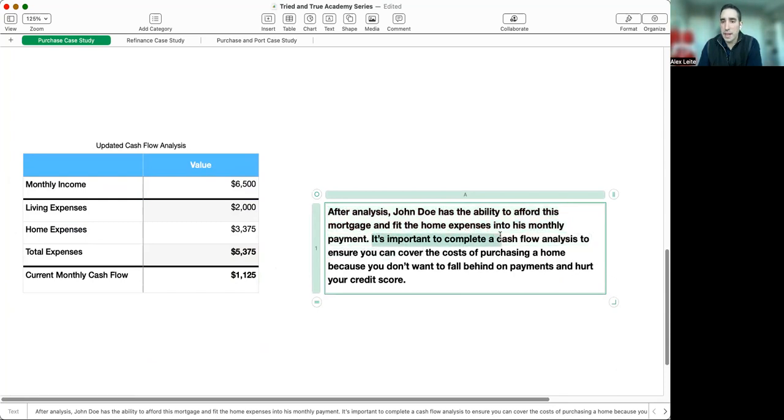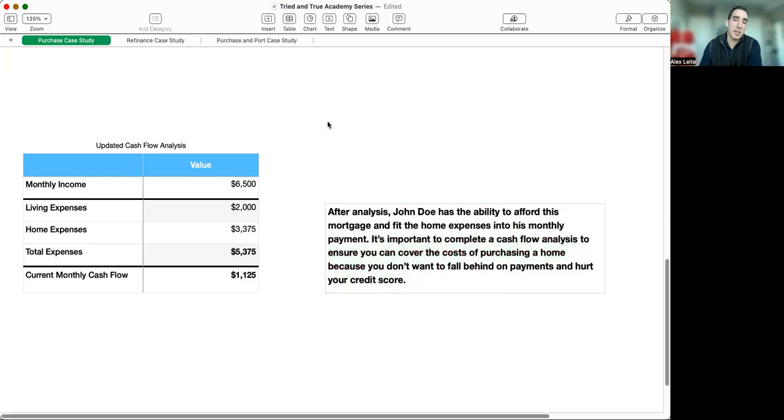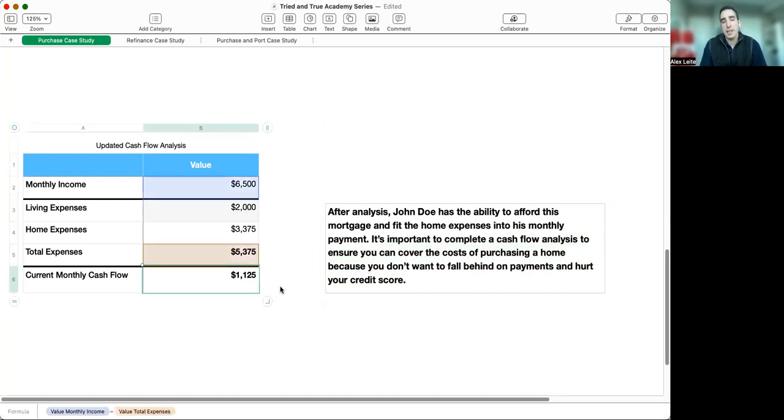It's important to complete a cash flow analysis to ensure you cover the cost of purchasing a home. Of course, guys, this is really important because you don't want to fall behind on payments and hurt your credit score. So what I mean by that is, if let's say this cash flow number was negative and you couldn't actually afford the payments, if you miss a payment, your credit score is going to go down, right? And it could go down 30, 40, 50 points with one missed payment, right?